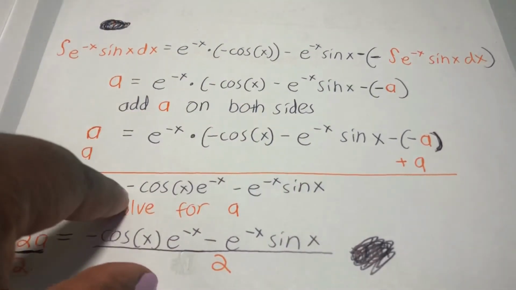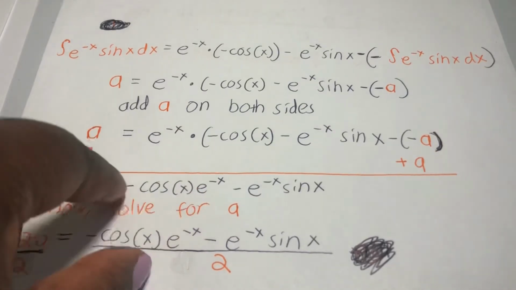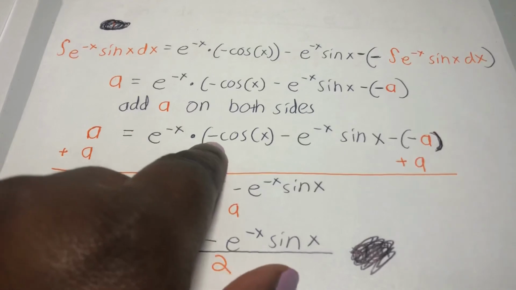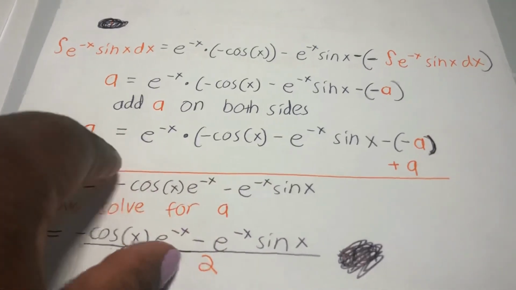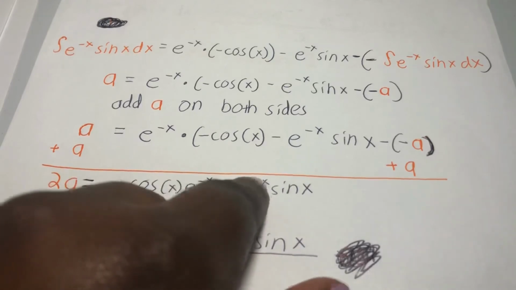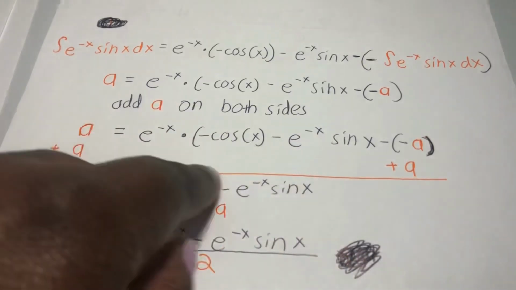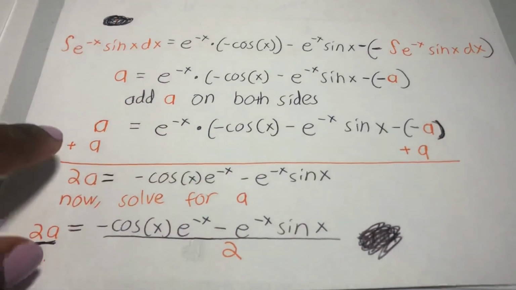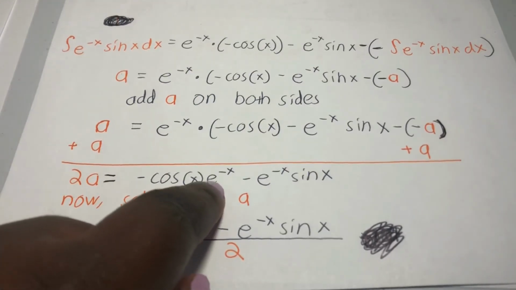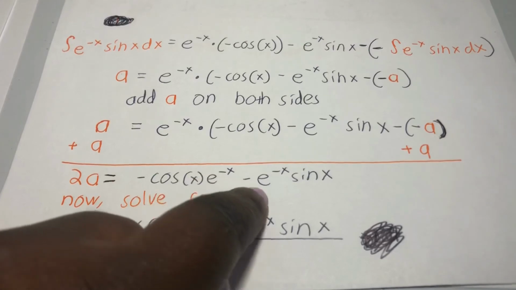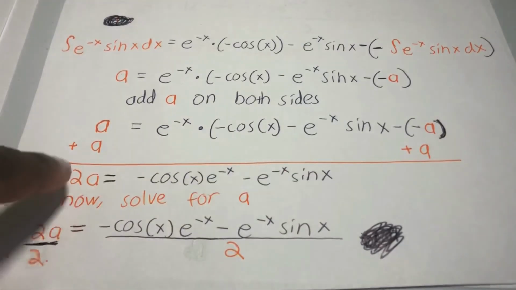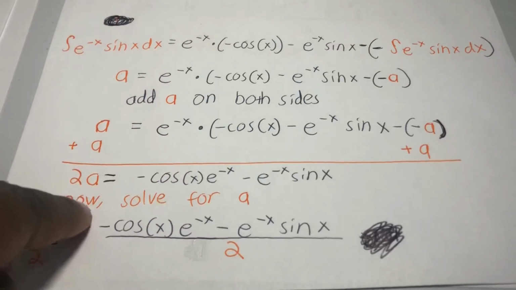All I did was switch it, but it equals the same thing. And I put negative cosine x times e to the negative x, which is the same thing here. I just put the negative here, and then minus e to the negative x sine x. So now 2a is equal to negative cosine x times e to the power of negative x minus e to the power of negative x sine x. We have this, and we're trying to get a alone. So now let's solve for a.